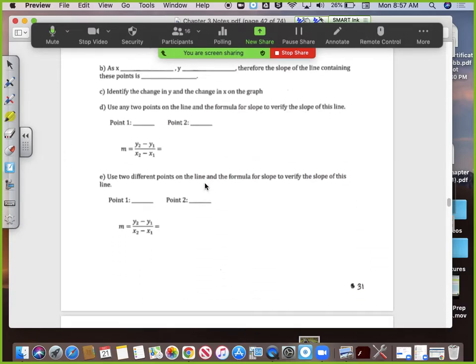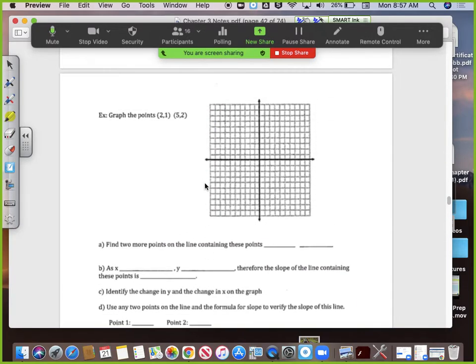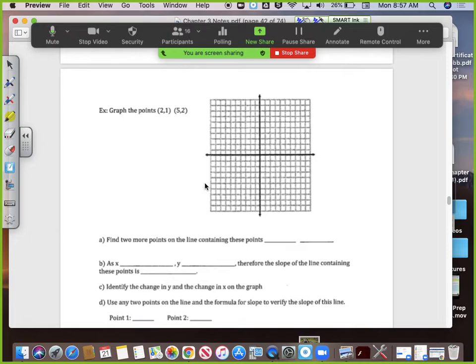Moving on to the last example that we're going to do today on the notes: graph the points 2, 1, and 5, 2. So if I go to this point 2, 1, that would be here, and 5, 2, 1, 2, 3, 4, 5. Here are my 2 points.